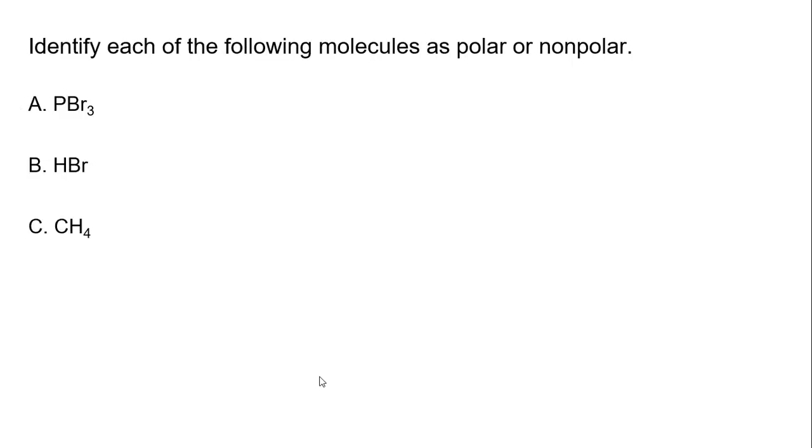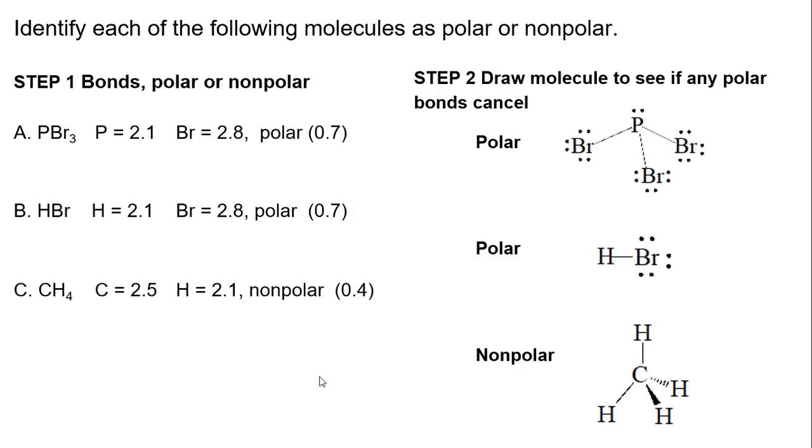Identify each of the following molecules as polar or nonpolar. So the first one we have here is PBr3, we have HBr, and we have CH4. First things first, the numbers here have been supplied, so we've jumped ahead again because this is turning out to be a very long lecture, and I try to keep my lectures shorter than this for you guys, so I don't lose you in this.